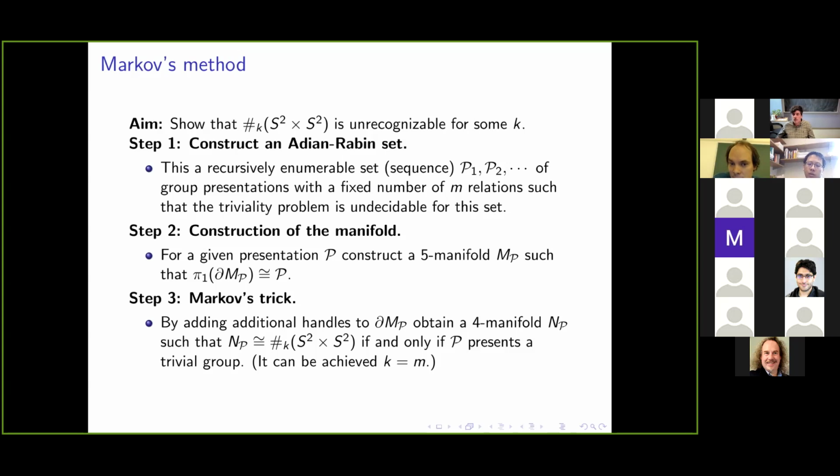I see. He's really reducing from the triviality problem for the entire group, not from the word problem inside of one group, for example. Yes. I see. Thanks. Okay.